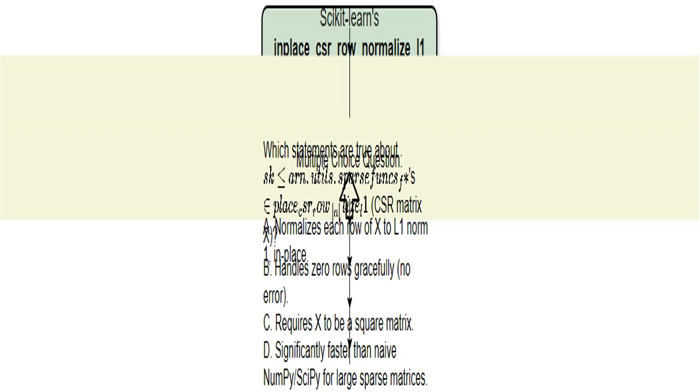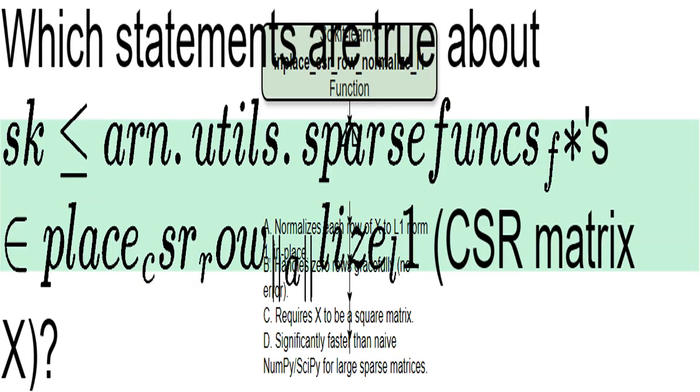This is a multiple-choice question about the function. We'll explore the properties of this function. Ready? The question asks us to identify which statements correctly describe the behavior of the function. This function is part of scikit-learn, a popular Python library for machine learning. It's used for working with sparse matrices, which are matrices that have many zero values.